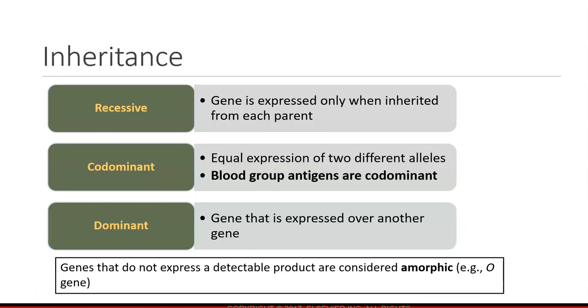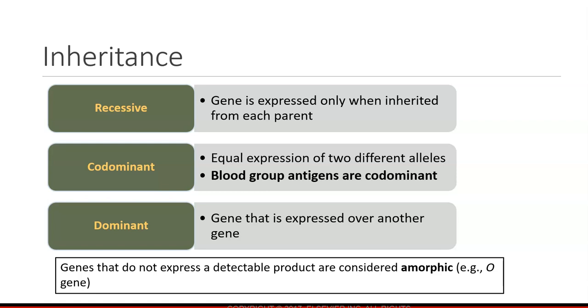This slide is from the PowerPoints from the textbook, and I just like that it presents information in a different way, but the most important component of this slide is at the bottom. Genes that do not express a detectable product are considered amorphic. For example, the O gene. There's no such thing as an O antigen, but O indicates that there are no A genes, no B genes. So it's a big fat 0.